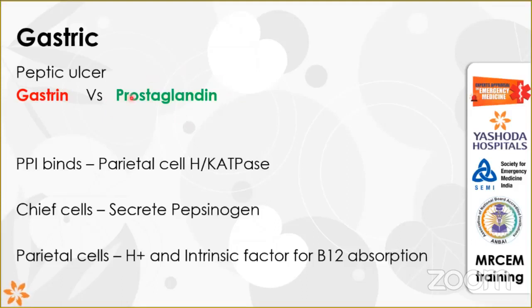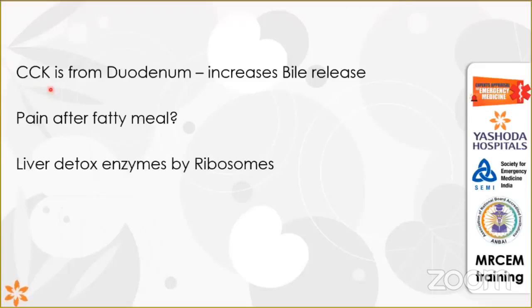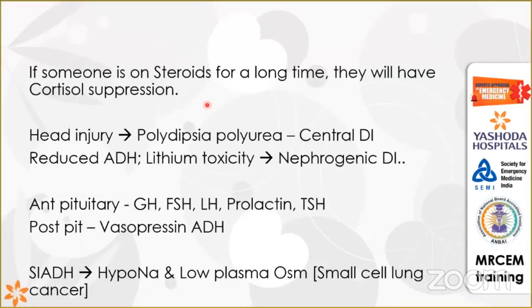If someone is on steroids for a long time, there will be cortisol suppression. That entire axis is suppressed and cortisol levels will be low. If you suddenly stop steroids, they will have deficiency. If they say there is head injury and polydipsia and polyuria, that means there is ADH that is problematic. We call that central DI, central diabetes insipidus. If lithium toxicity is leading to polydipsia and polyuria, we call it nephrogenic diabetes insipidus.